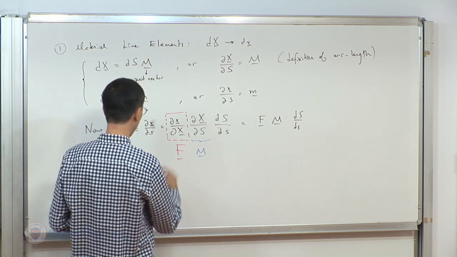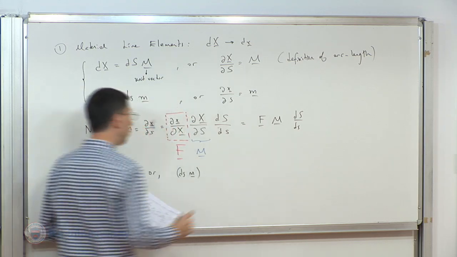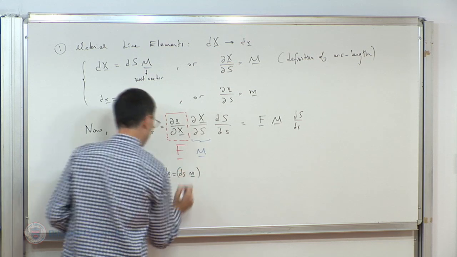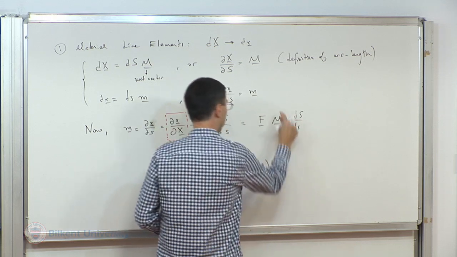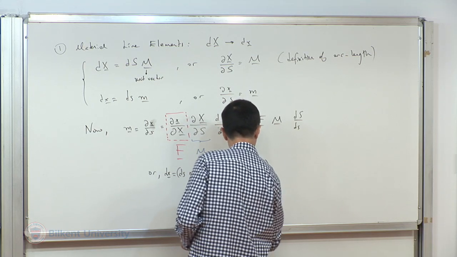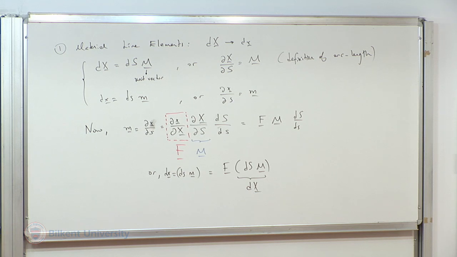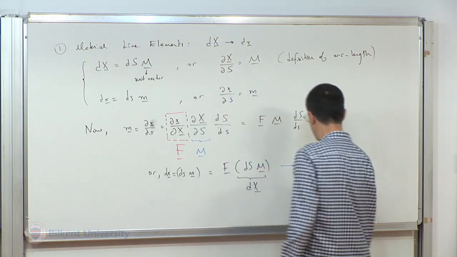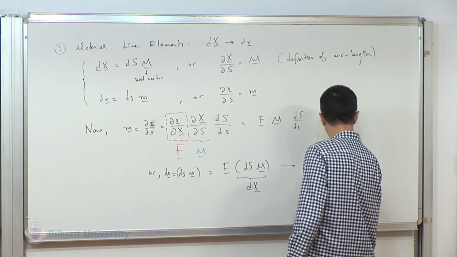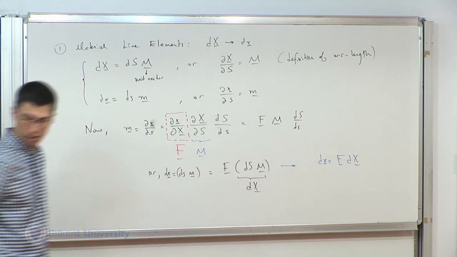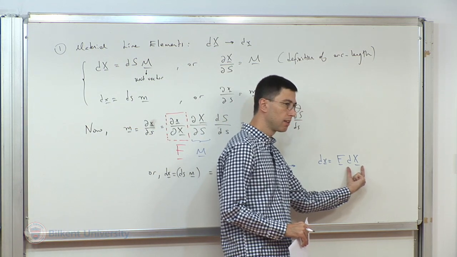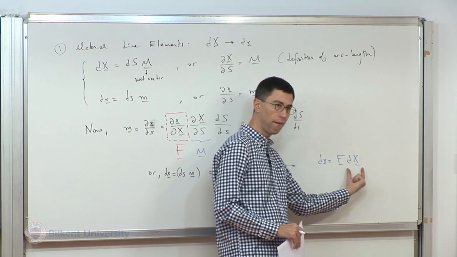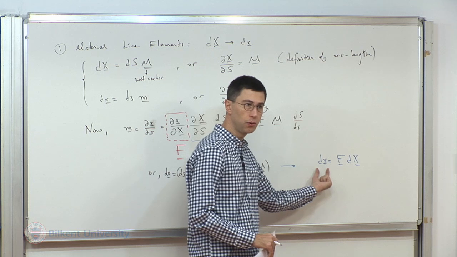Or what I can do is, if you like, I can multiply both sides with ds, and that is going to give me d capital X on the left-hand side, and on the right-hand side, I will have F d capital S M, and this here is nothing but dx. So from here, we also see that F is the tensor that takes a material line element on the reference configuration and maps it to the current configuration.